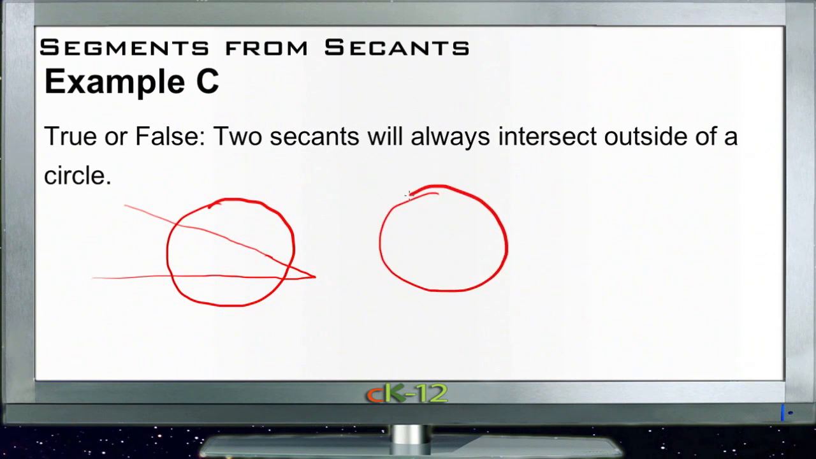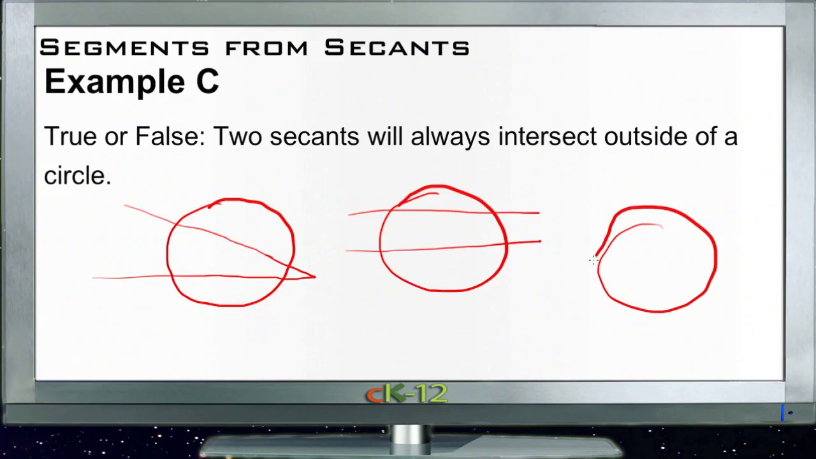One would be if we had the two lines actually parallel to each other, which would mean they would be secant lines, but they wouldn't actually intersect anywhere, because parallel lines never do. And then the other possibility would be that perhaps we have two secant lines that intersect within the circle, like so. So obviously those wouldn't intersect outside the circle. If they intersect this way, they're just going to get farther and farther apart on the other end. So definitely false.